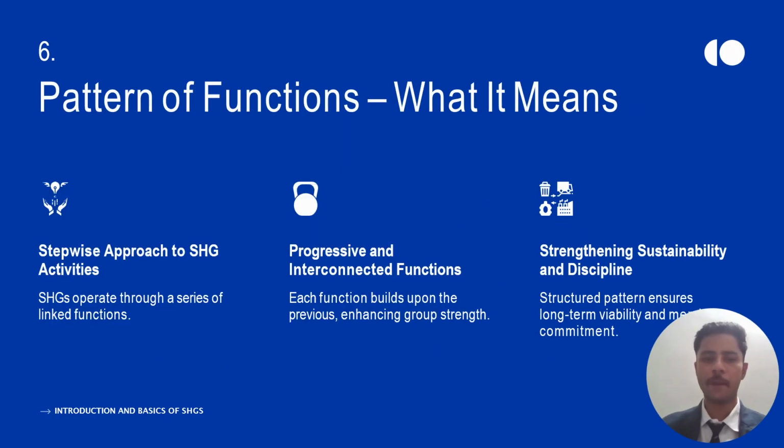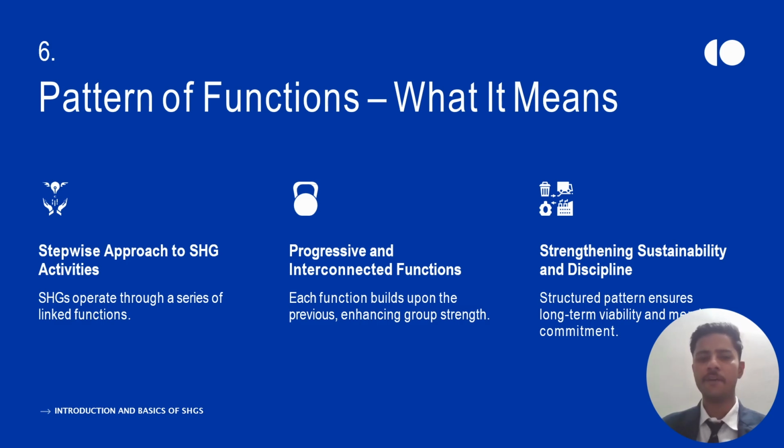Now let's take a look at the pattern of function. A self-help group functions in a structured pattern which strengthens discipline and long-term sustainability. Each function is progressive and interconnected, meaning one activity supports the next. This stepwise approach helps the self-help group grow gradually and remain stable over time.